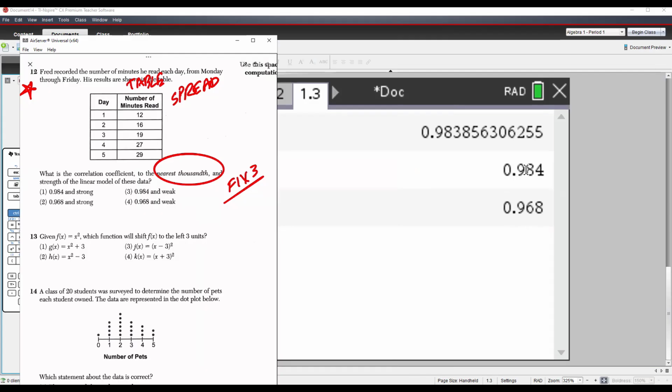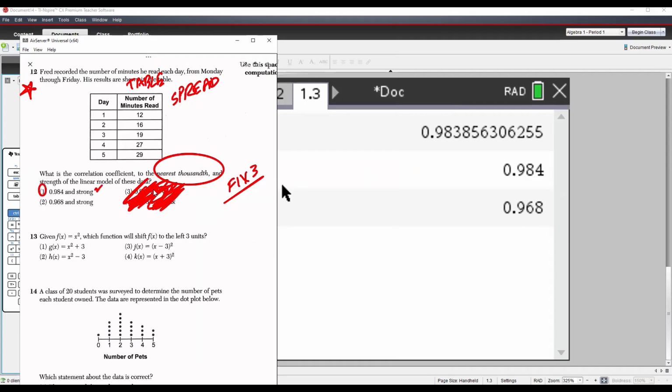But anyway, this is about 0.98. And it's very strong. So it's close to 1. It's positive. It's strong. It is definitely not weak. Even without looking at the regression, you should have been able to eliminate those 2 choices. So it's number 1. It's strong.